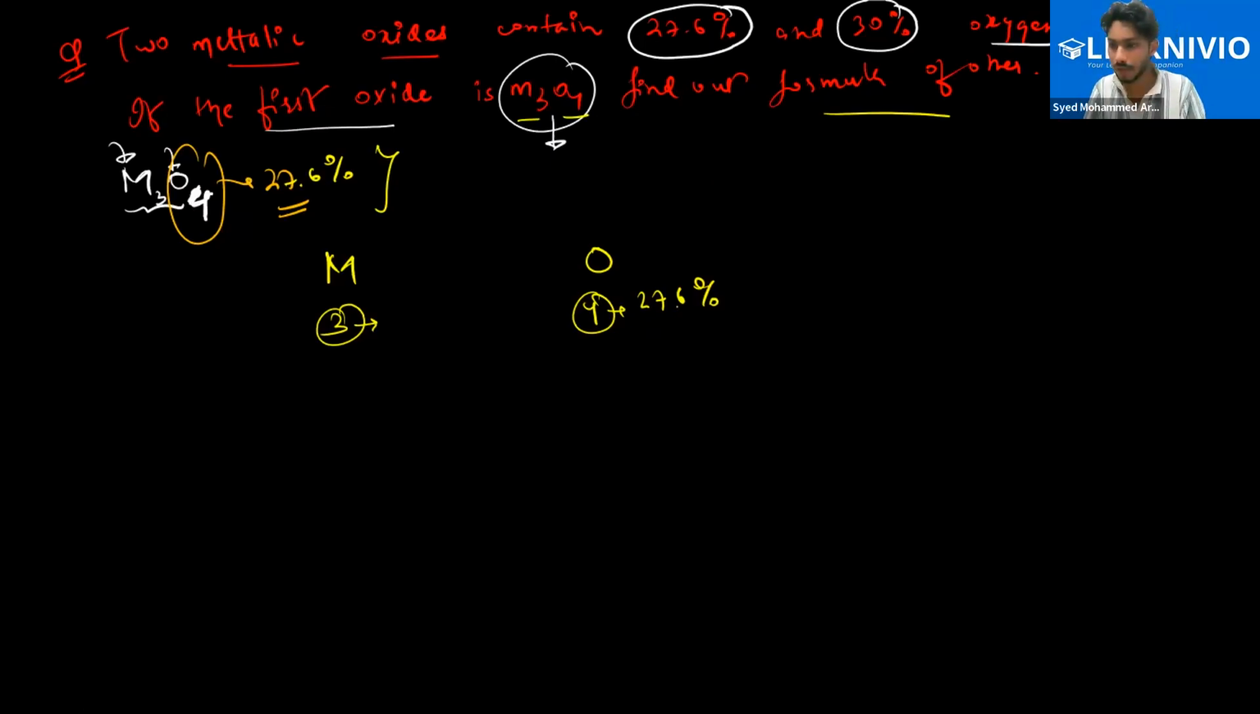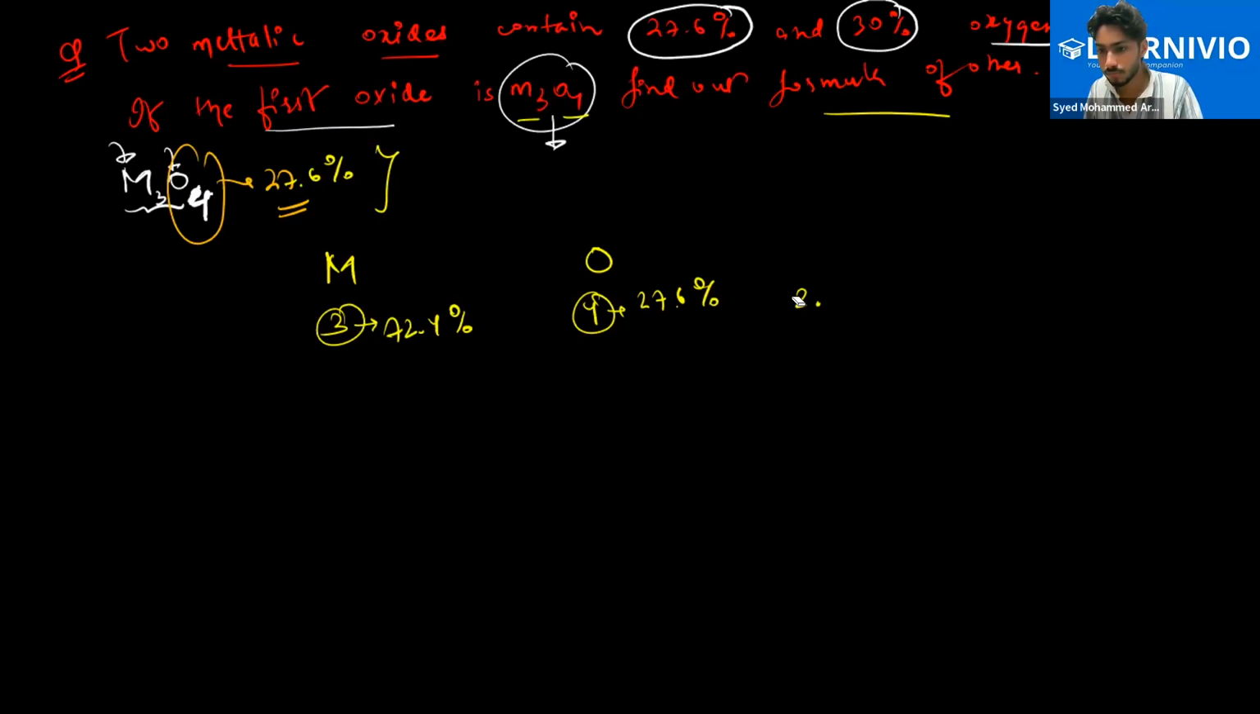So I'm using a calculator. I'm just calculating 100 minus 27.6. So I will get 72.4%. I'm using the calculator in order to reduce the time, because I am left with very little time, so I need to tell you in a shorter time. So 72.4 percentage of my metal is there. Fine. Yes, sir.